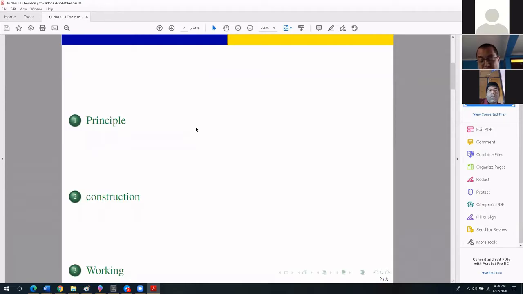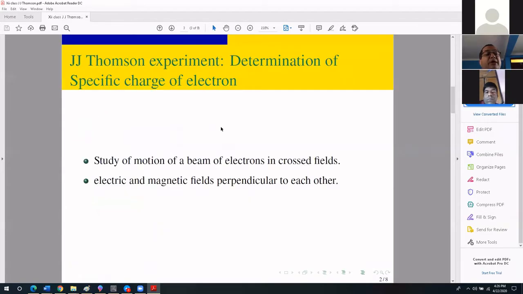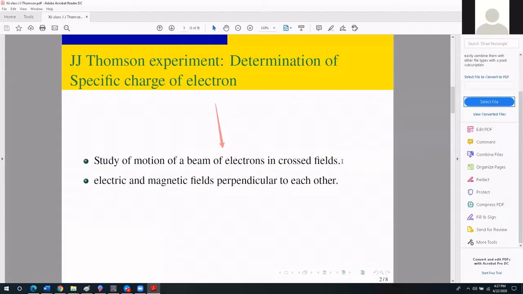This topic is a 4 marks question, and you have to write properly. Look, the first topic is principle. The principle of this experiment is the study of motion of a beam of electrons in cross fields, that is, electric field and magnetic field perpendicular to each other.